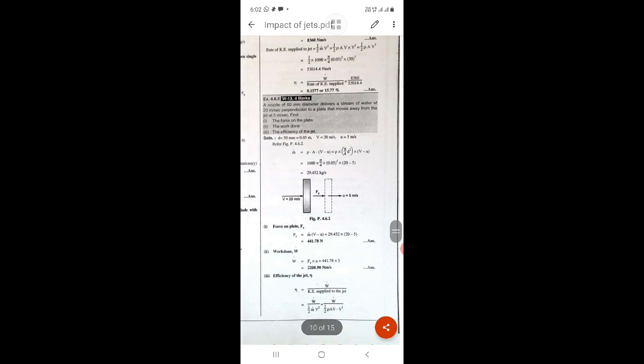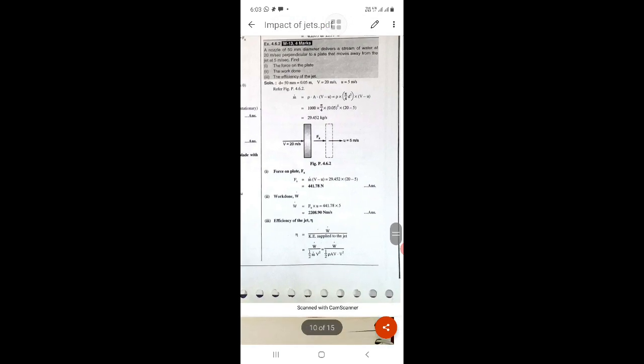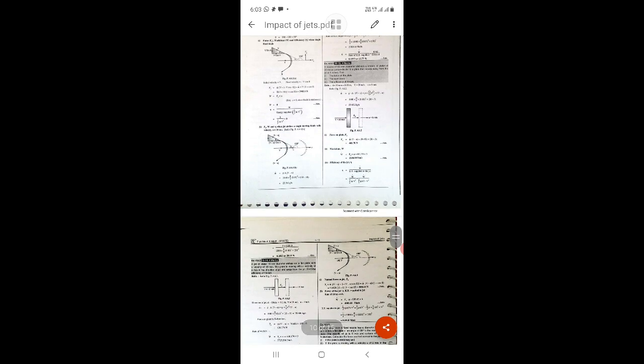So similarly, efficiency of the jet is the work done divided by the kinetic energy supplied. So it is equal to W upon half m v square. So W is equal to half rho A V cube. So with the help of that, we can calculate the efficiency: 2 into 2208.9 divided by rho A V cube. So that is 28.13 percent, the efficiency of the jet. So write down the problem solutions.